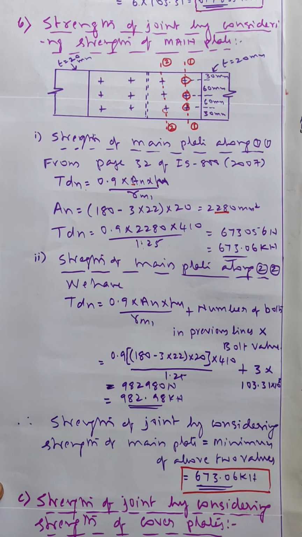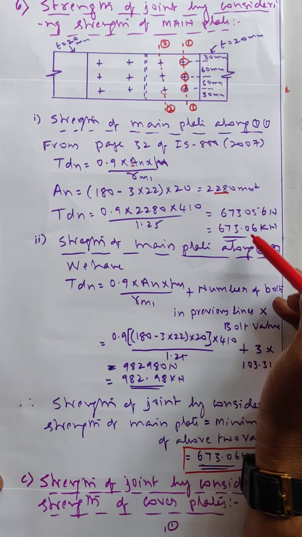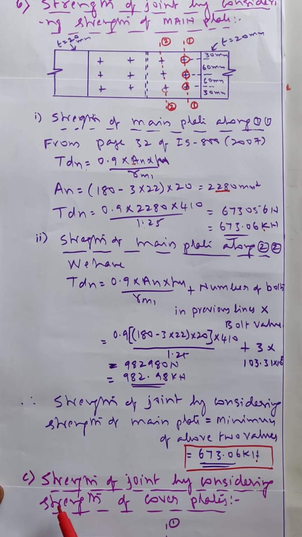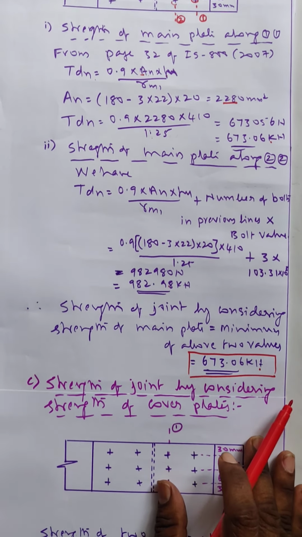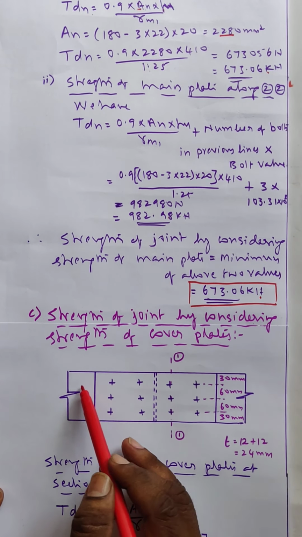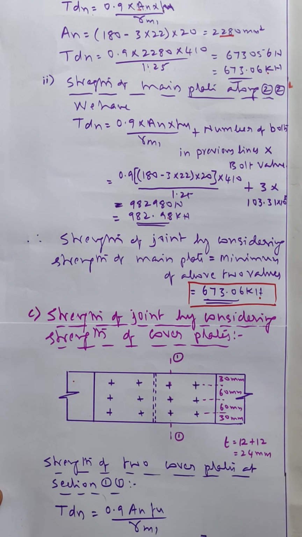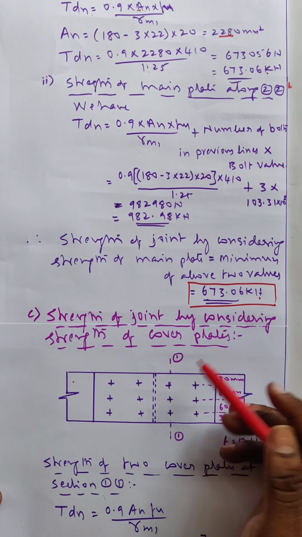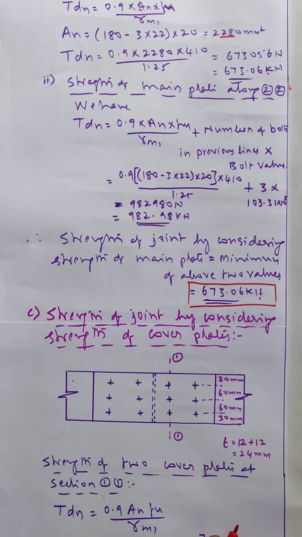Therefore, the strength of the joint by considering strength of the main plate is the minimum of these two values, therefore 673.06 kilonewton. Now, the third case: we have to calculate the strength of the joint by considering strength of the cover plates. You see here, these are the two cover plates. For cover plates, the inner side of the bolts is the critical section. We calculate the strength of the cover plates at this section 1-1. Here thickness of the cover plate, 2 cover plates are there. Therefore, 12 into 2, 24 mm.